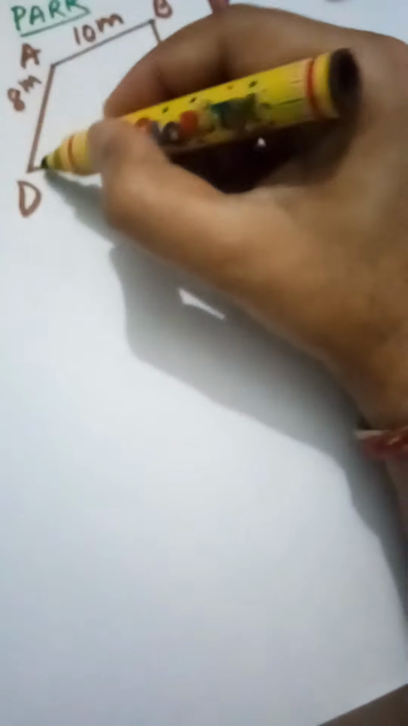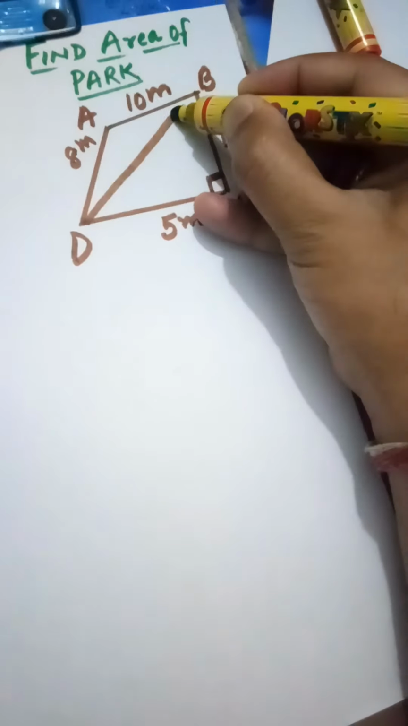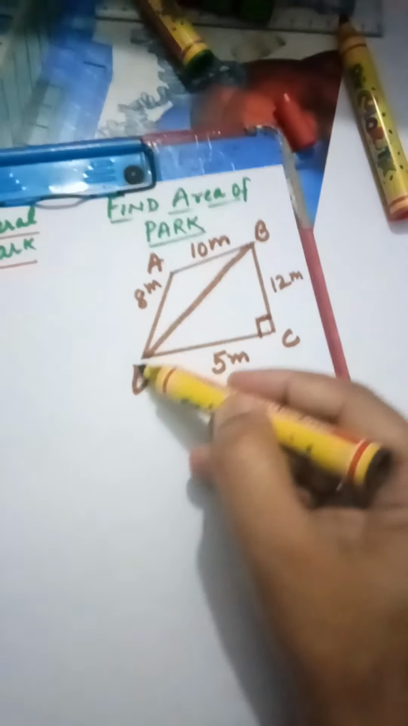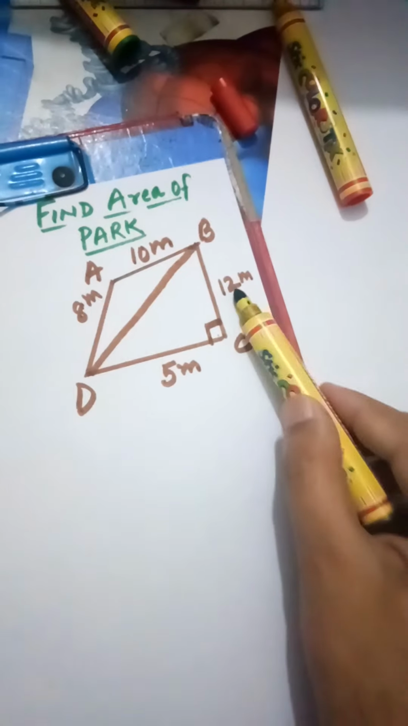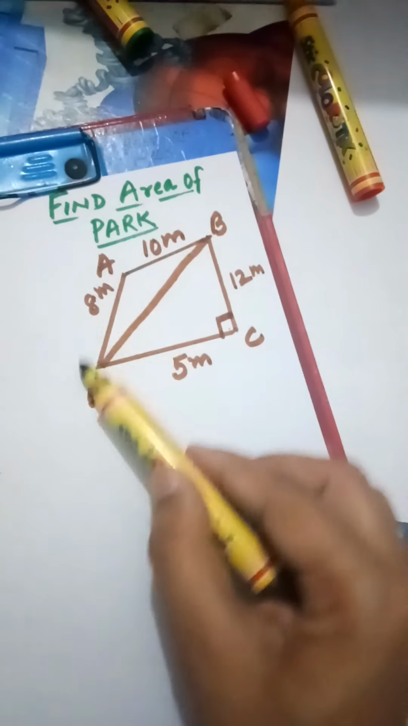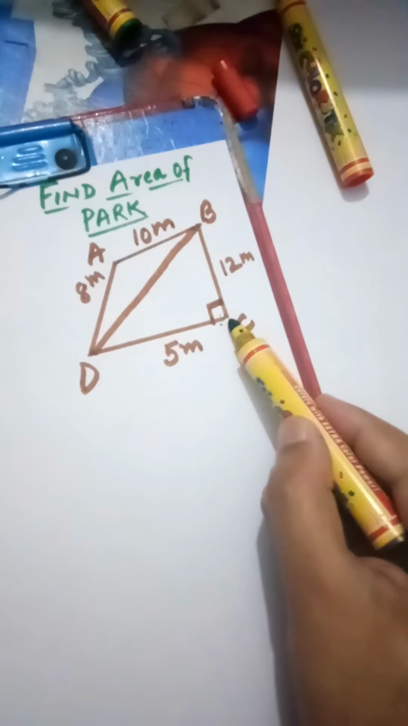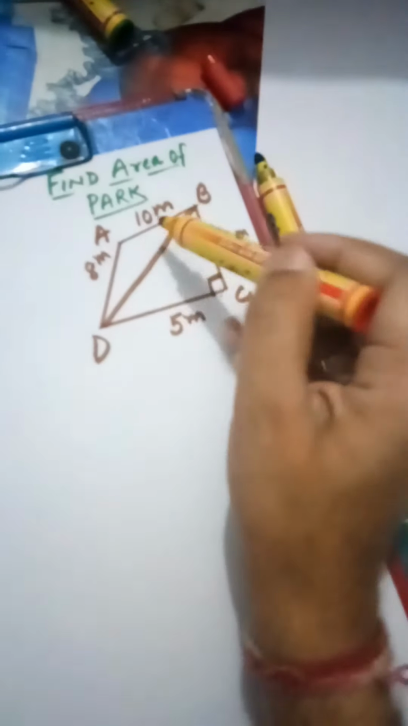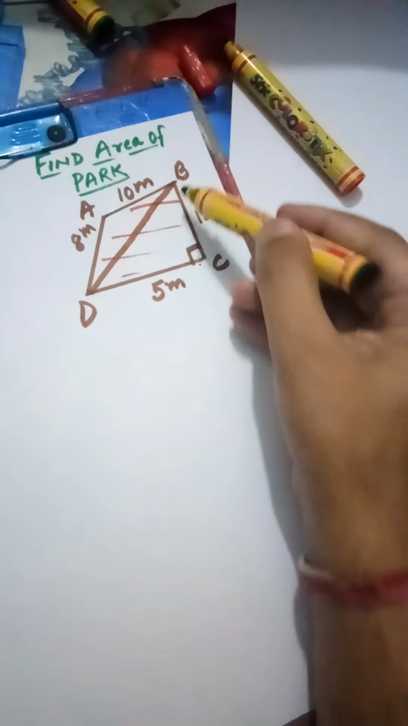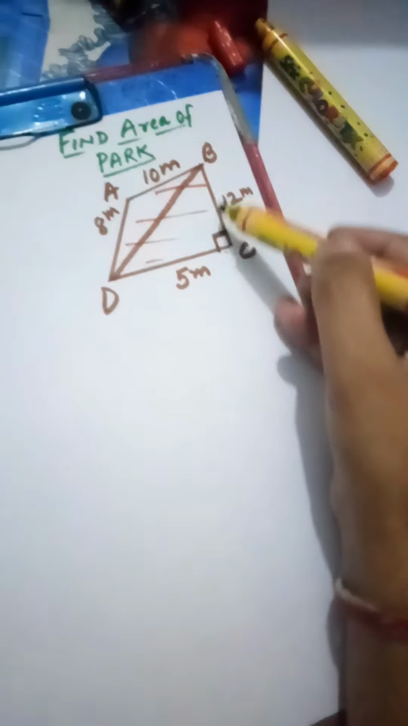Simply see here, let's join the side opposite to the 90-degree angle. So I have joined BD over there. Children, once again I'm telling you, AB is 10 meter, BC is 12 meter, CD is 5 and AD is 8. And angle C was given as 90-degree over there. And now we are to find the area of this park. That is our target.